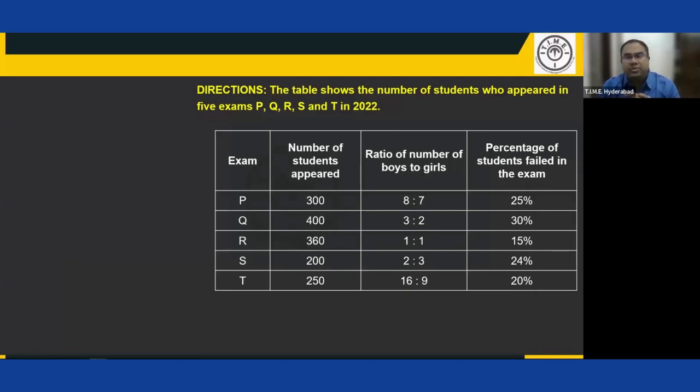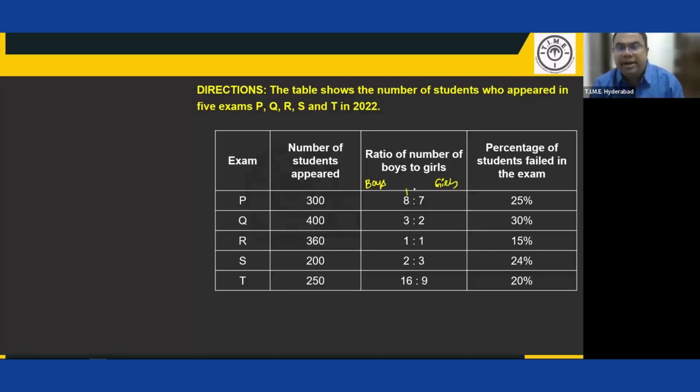The table shows the number of students who appeared in 5 exams, P, Q, R, S, T, in 2022. In these kinds of sets, my suggestion is that there will definitely be questions on how many passed, and questions on the number of boys and girls. So we will quickly write down how many boys and how many girls.